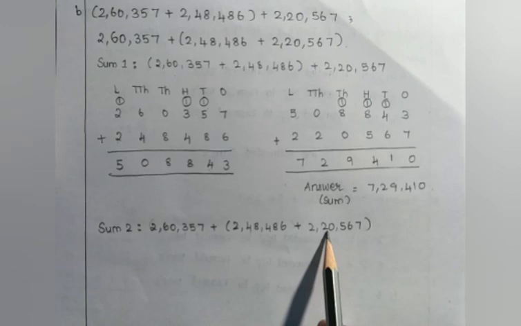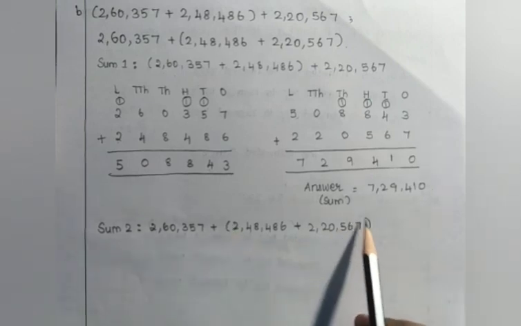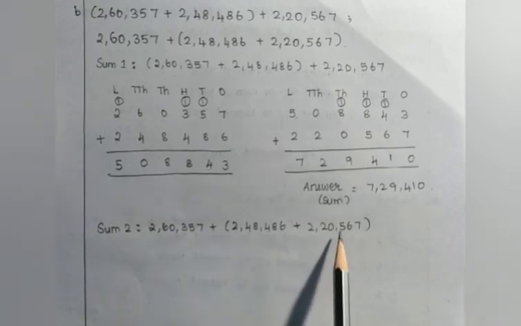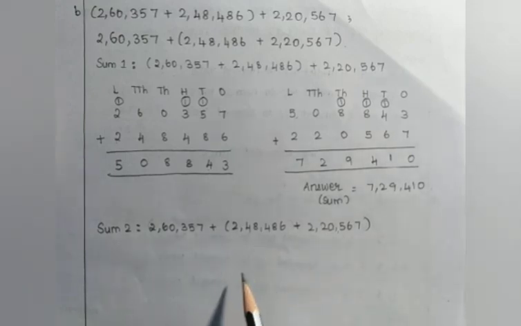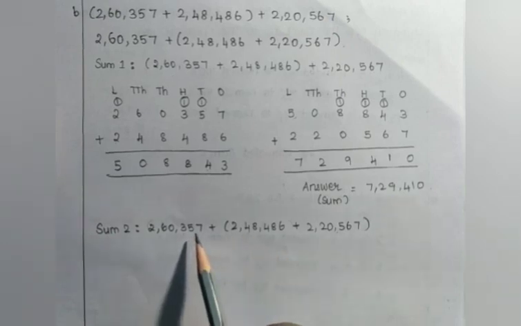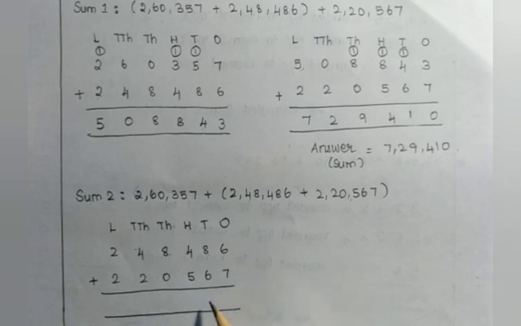Look at the sum 2. Here these two numbers are written within brackets. So the addend 2 and addend 3 has to be added first and we have to find the sum, and the sum has to be added with the addend 1. Now let us add these two numbers.